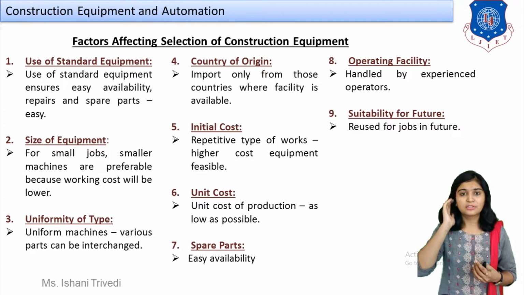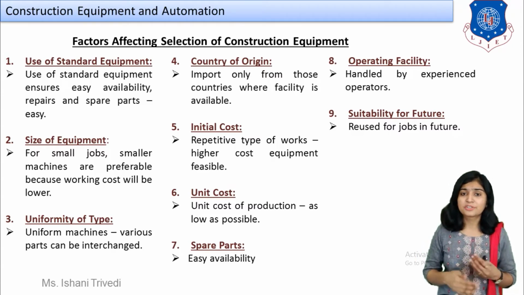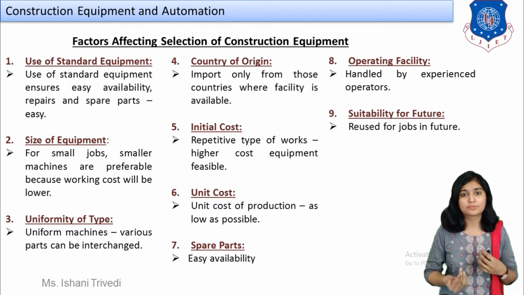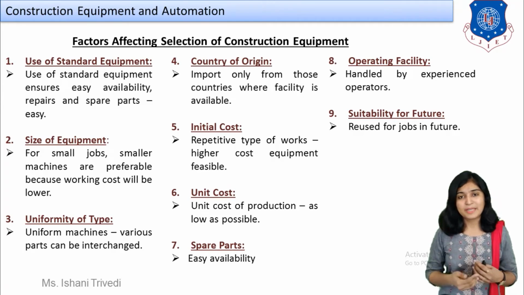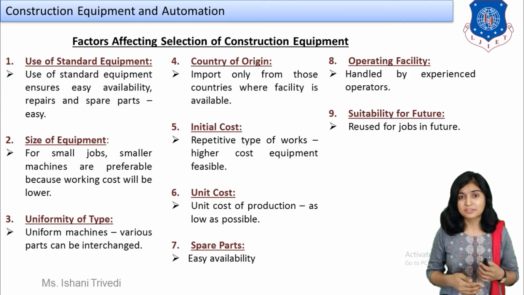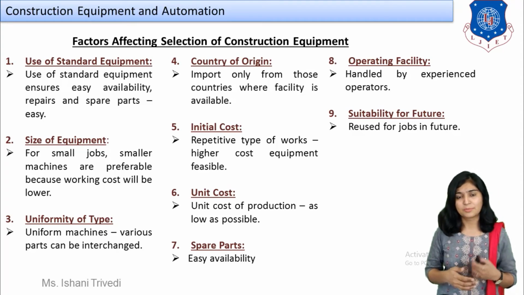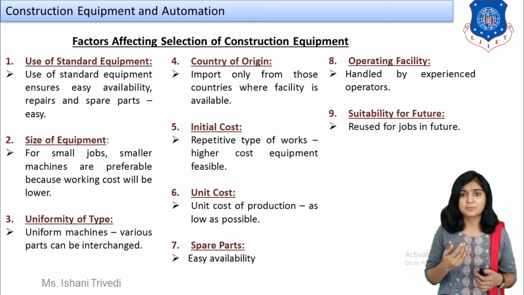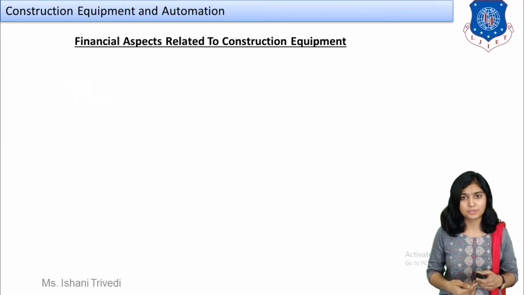Then we have unit cost, the production cost. The production cost should be as low as possible. The output should be maximum. Spare parts should be easily available. The operating facilities, it is generally done by the skilled labor, so for operators, you have to check their availability. And the suitability for future, it means how you can utilize it in future.